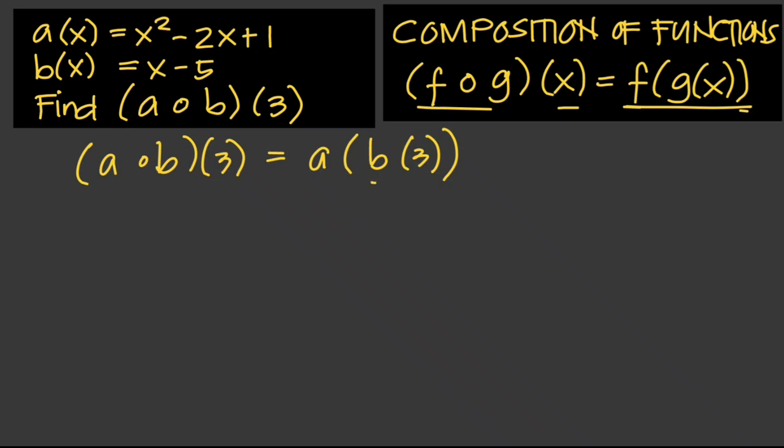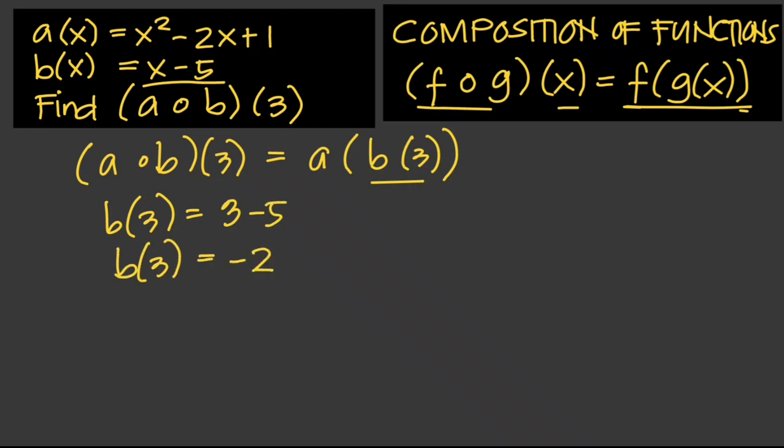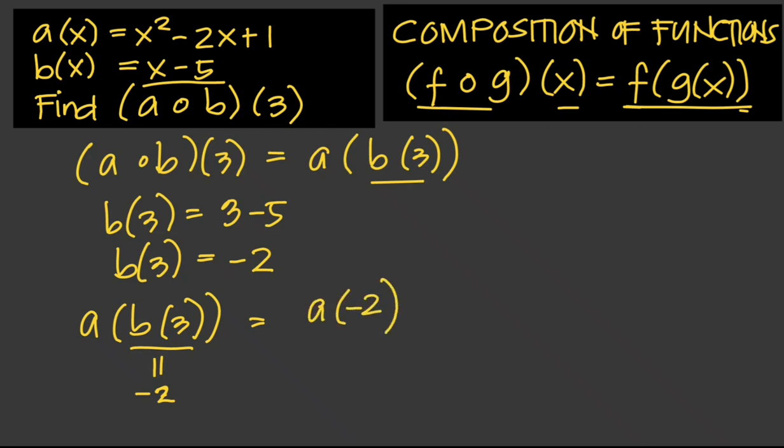Okay, so we evaluate b of 3 first. So b of 3 is just this one, x minus 5. Our x is 3, so that is 3 minus 5. So b of 3 is just equal to negative 2. And now a of b of 3, and b of 3 is just equal to negative 2. So this would become a of negative 2.